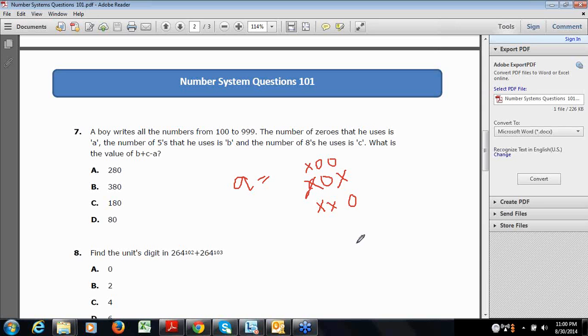Okay, so X can take how many places here? 9. And how many times 0 is coming? 2 times. So it will be 9 into 2, 18. X0X. X can take 9. X can take 9. So 9 into 9.